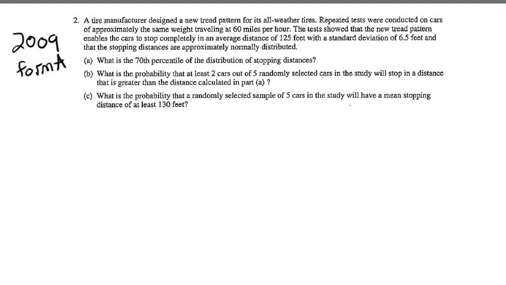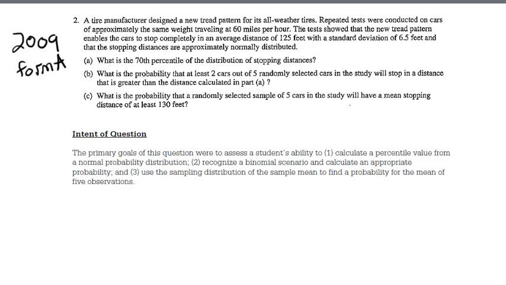So what do we have for the intent of this question? The primary intent was to assess the student's ability to calculate a percentile from a normal probability distribution. Yep, that's what I was thinking. Recognize a binomial scenario and calculate an appropriate probability. Great, no surprise there. And then use the sampling distribution of the sample mean to find a probability. So no surprises in the intent.